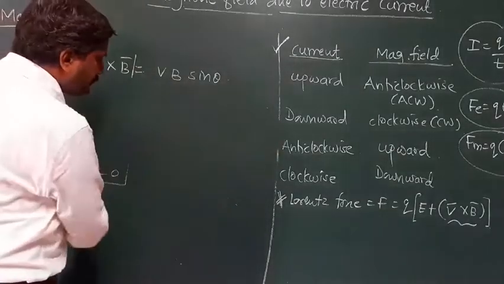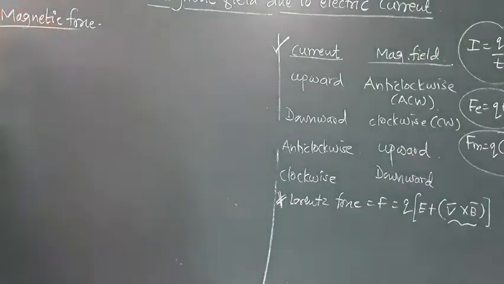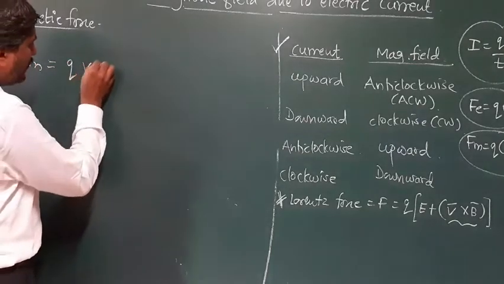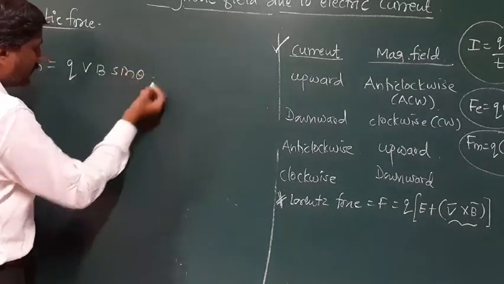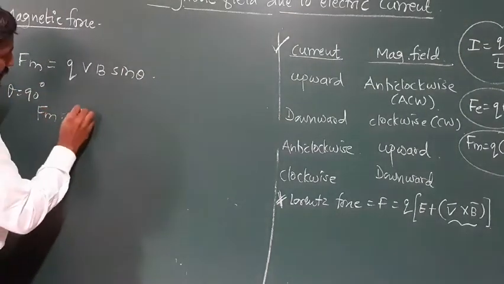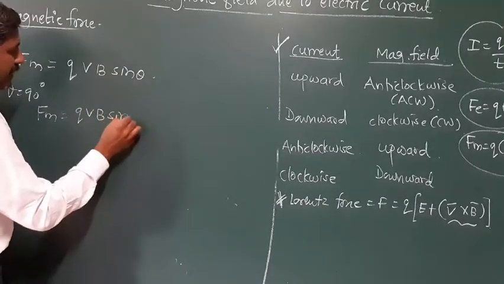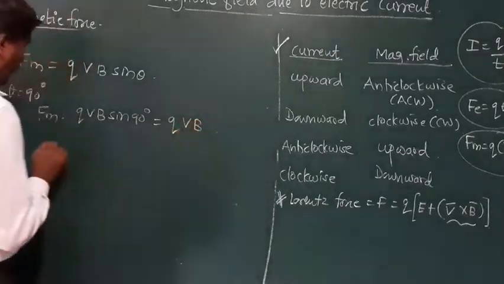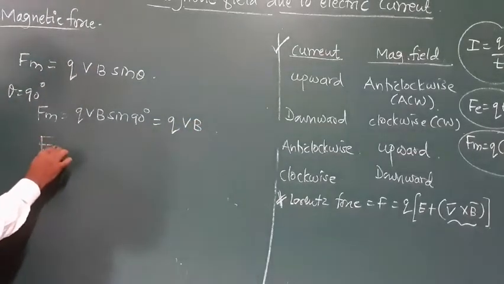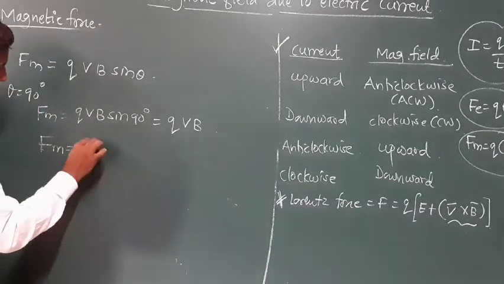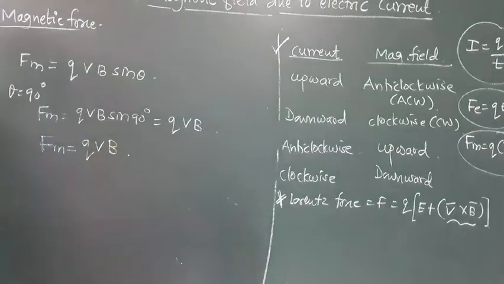Now, the magnetic force is given by, I am writing here, qvB sine of theta. Let me assume that theta is 90 degree, then the magnetic force is given by qvB into sine of 90 degree, that is nothing but qvB. So one more form of magnetic force: if v and B are mutually perpendicular, then it is q v into B.